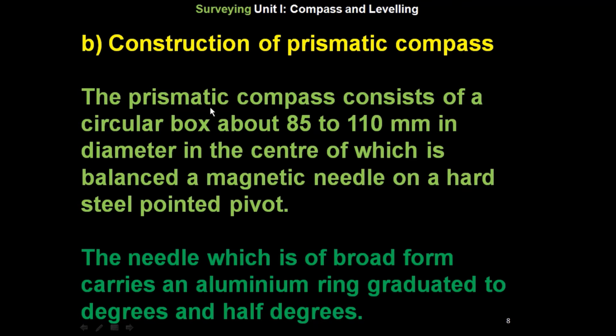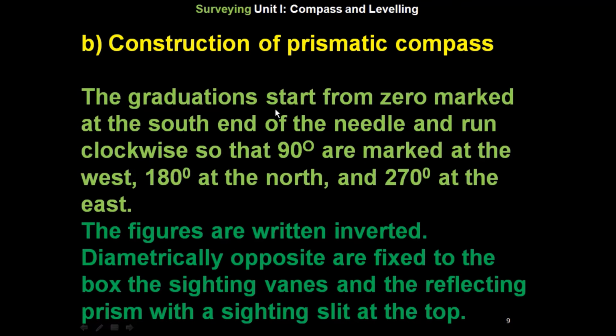The prismatic compass consists of a circular box about 85 mm to 110 mm in diameter, in the center of which is balanced a magnetic needle on a hard steel pointed pivot. The needle, which is of broad form, carries an aluminum ring graduated to degrees and half degrees. The graduation starts from 0 marked at the south end of the needle and runs clockwise, so that 90° is marked at the west, 180° at the north and 270° at the east. The figures are written inverted.